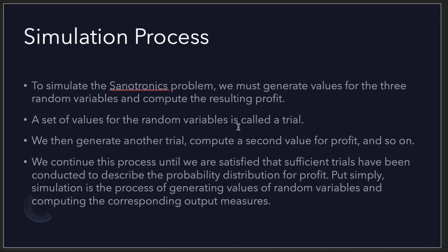So a set of values for the random variables is called a trial. So in a single trial, you'll generate one value for each. Then we'll generate a second trial, then calculate a second value of profit, and so on. So we're going to do this multiple times.